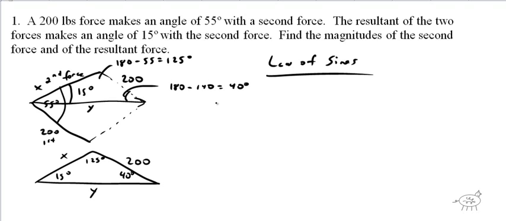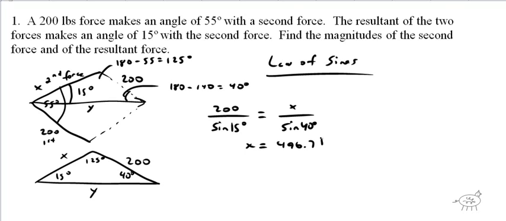Okay, so first let's find X. So 200 over sine of 15 degrees, that's our side angle ratio that we know, is equal to X over sine of 40. Cross multiply, and X comes out to be 496.7 pounds. Again, don't forget your units. Okay, so that's our second force.